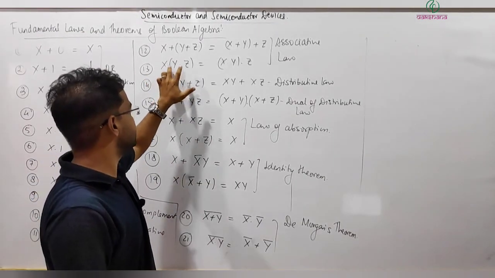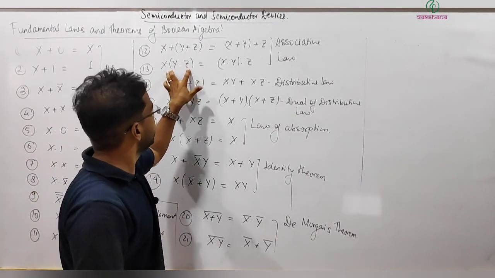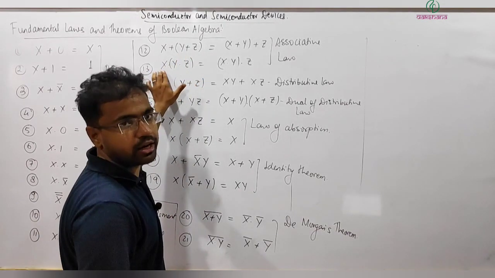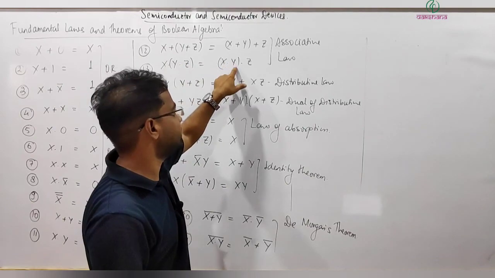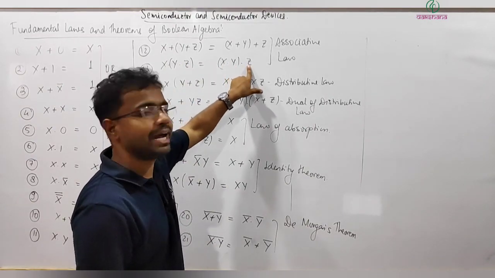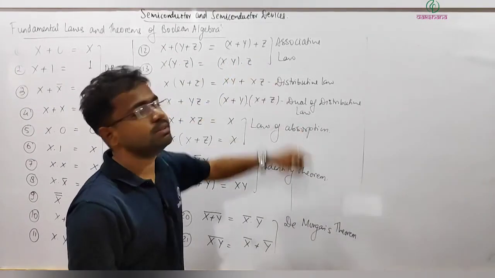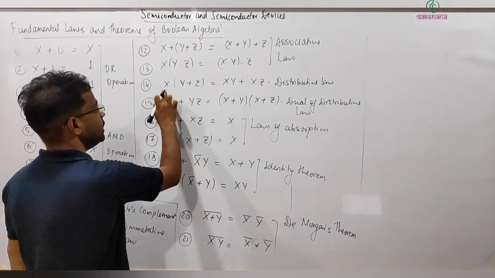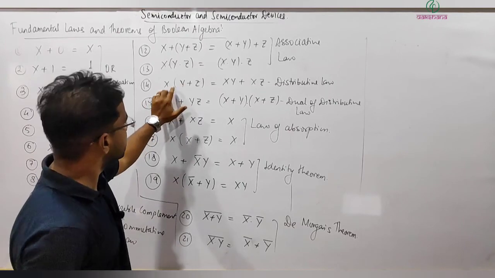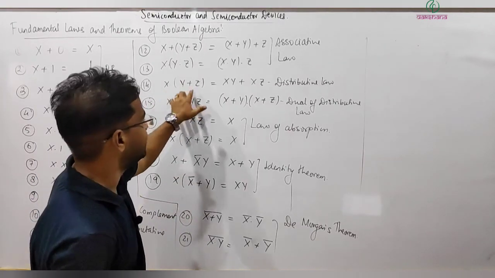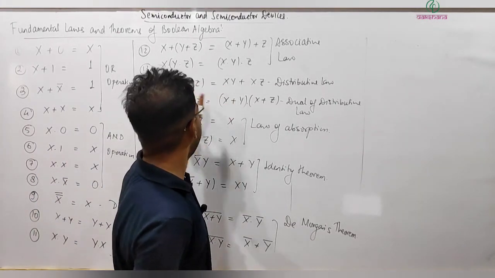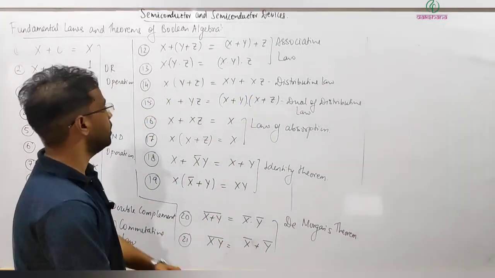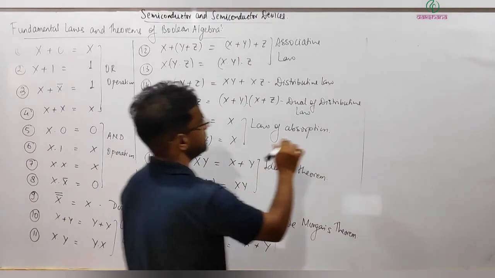So x and y and z: if the operation on y and z is performed first, then the AND operation with x, or x and y is performed first, then the AND operation with z, we still get the same thing. So this is called the associative law. Here x and (y plus z) you can simply write as x and y plus x and z, so it's the distributive law. And here this is 15, something different.